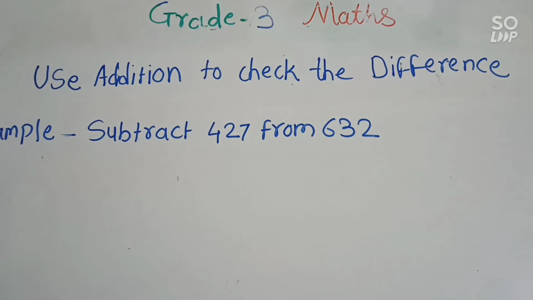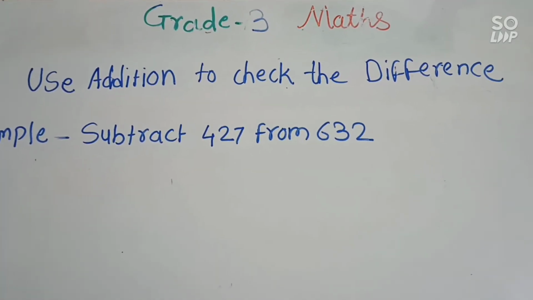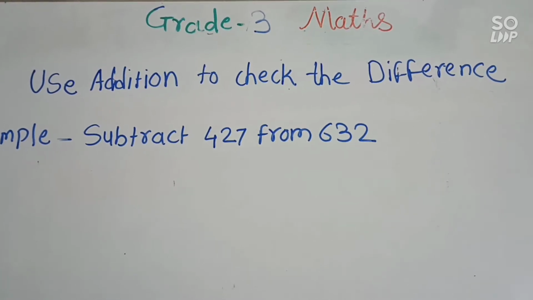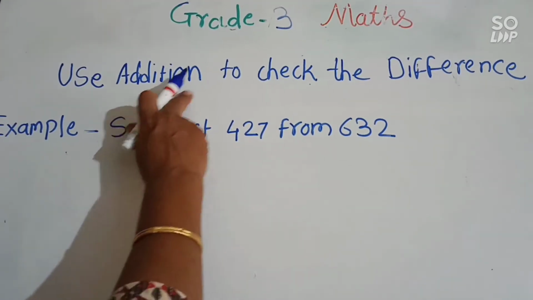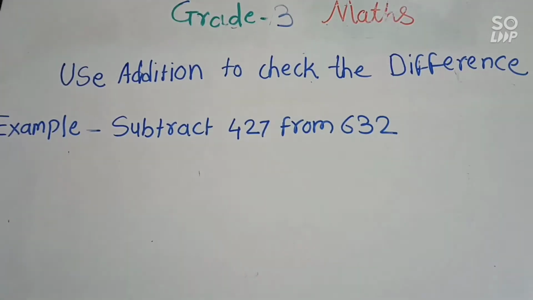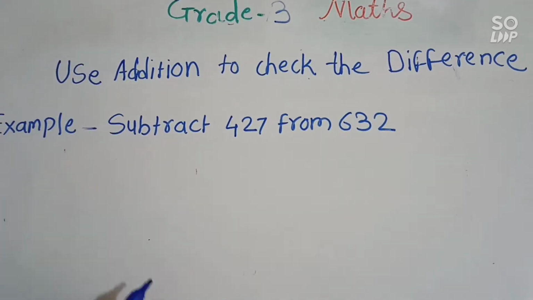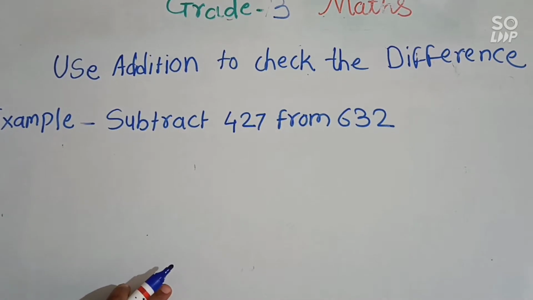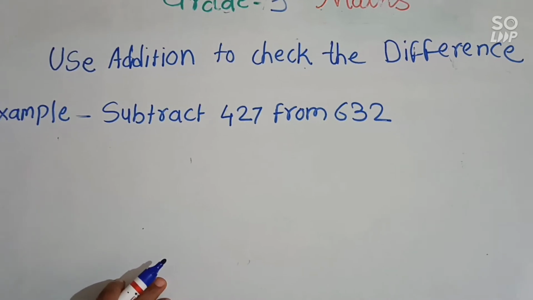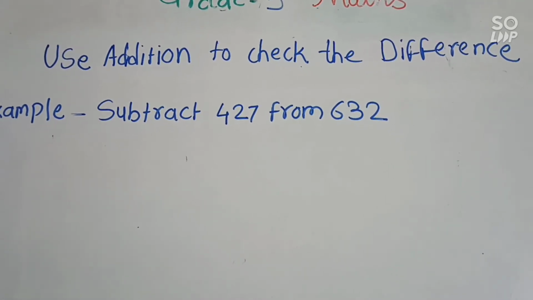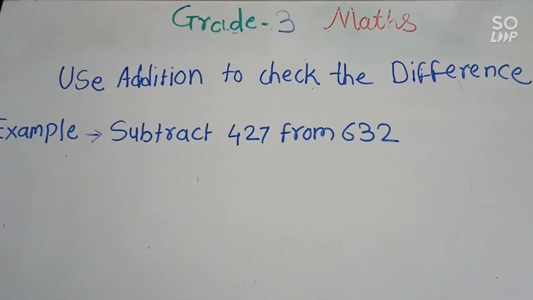In the previous session we learned subtracting a 4-digit number from a 4-digit number without regrouping and with regrouping. Now today we are going to learn to use addition to check the difference. Here we can always check subtraction by adding the subtrahend to the difference. The result we get should be the minuend. Look here, with an example we will see this.